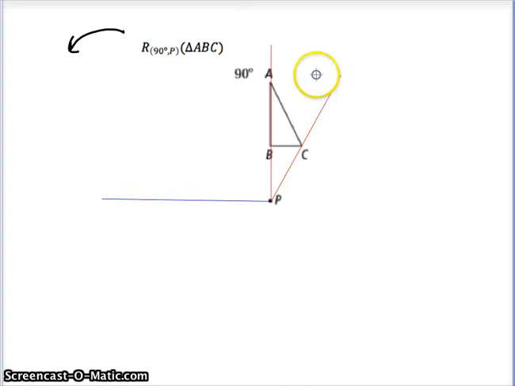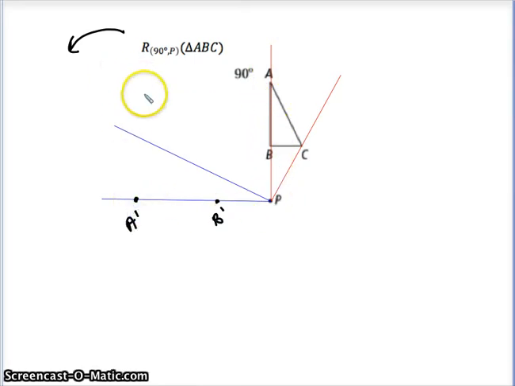Okay, and then 90 degrees from this one would be about here. Okay, I now need to measure from P to my points. So this is from P to B would be about right here, and label that B prime. And then to A is about here.